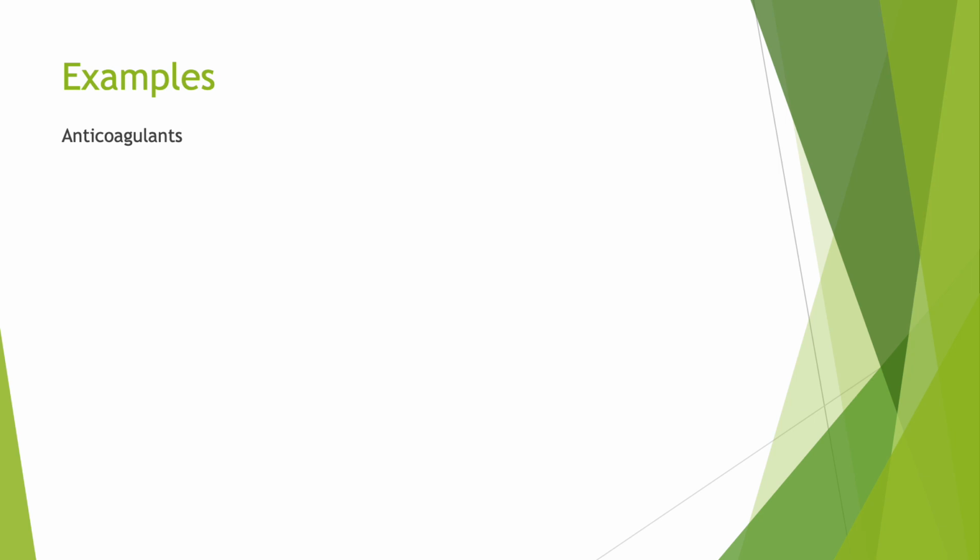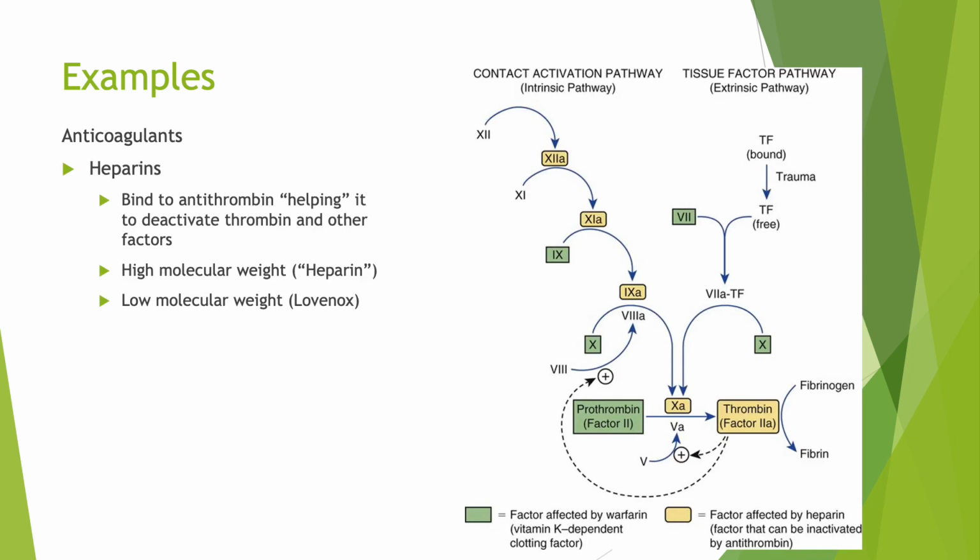So, can you think of some examples of anticoagulants? What medications interact with this clotting cascade? Pause the presentation and see if you can come up with a few examples. So one very common example is heparin. Two major categories of heparin are high molecular weight heparin and low molecular weight heparin. And basically one is a larger molecule and one is a smaller molecule.